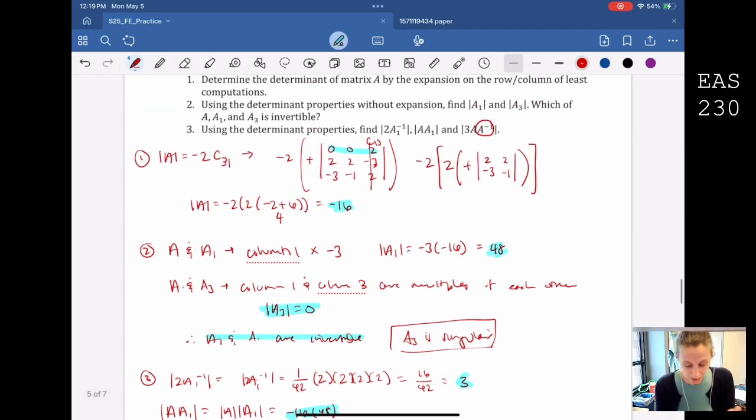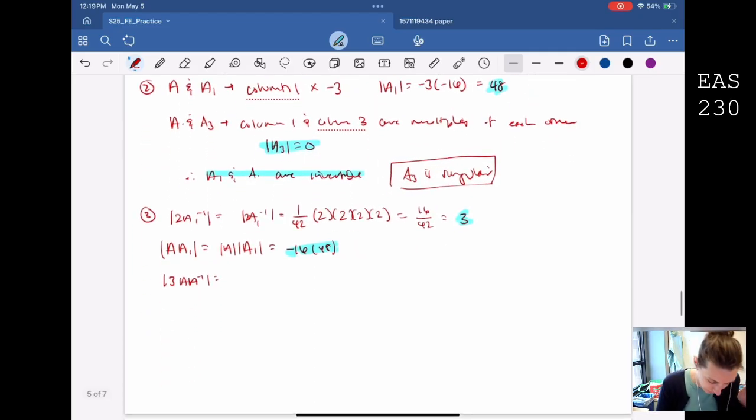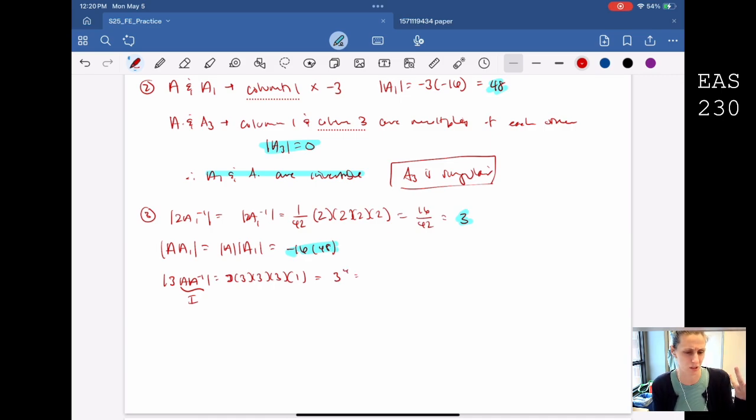Okay, so last one. 3 times A inverse. So A times A inverse, this here would be identity. The determinant of identity is 1. So I would do 3 times 3 times 3 times 3 times 1. So it would be 3 to the 4th, which is 3 cubed is 27. If I multiply that by 3, I get 81. There we go. Now we're on track. We are doing great.